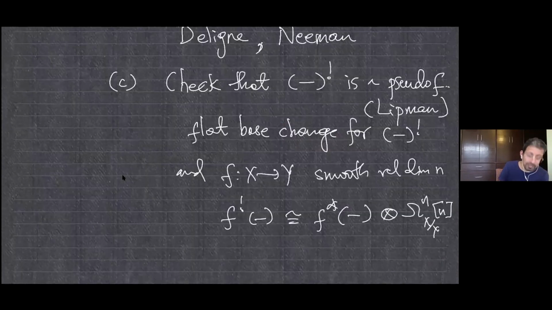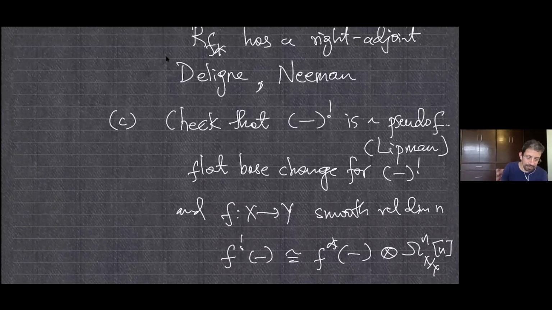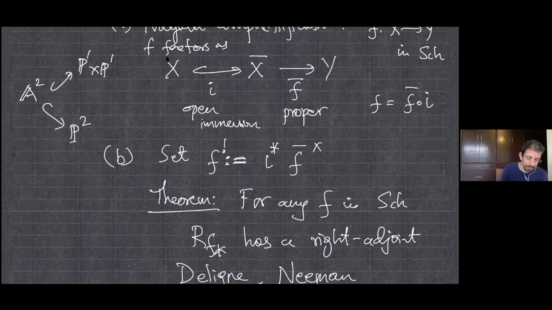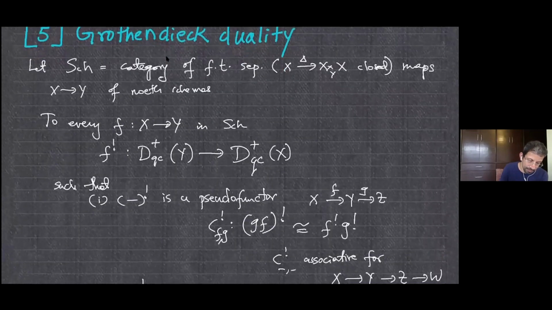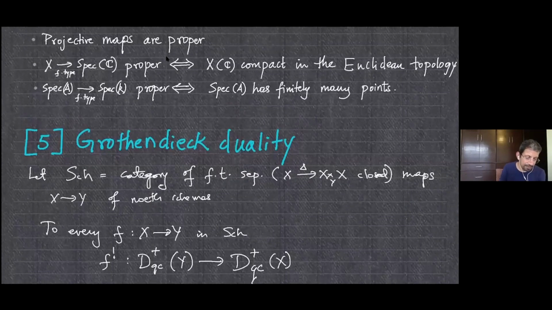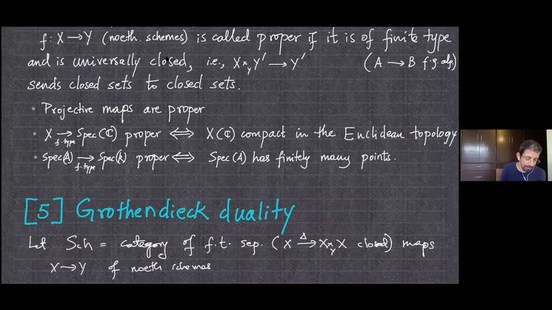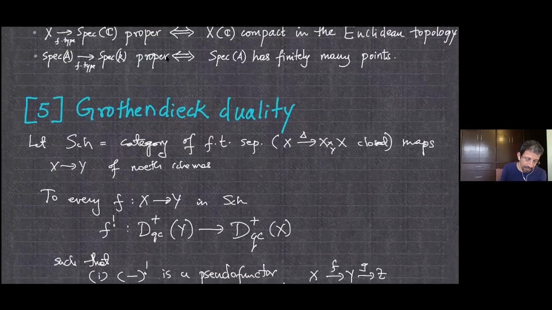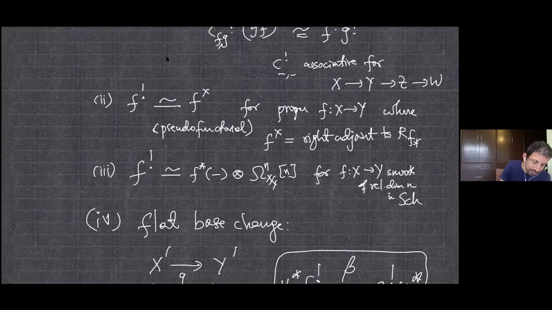Can I ask one question? Yeah, sure. When you were setting up what we wanted out of this stuff in an earlier slide, you said f upper shriek should be f cross, where f cross is the right adjoint for proper f. But what you wrote now is that f upper shriek is a right adjoint in the category of schemes itself, not just for proper morphisms. F upper shriek is not right adjoint. F cross is right adjoint.